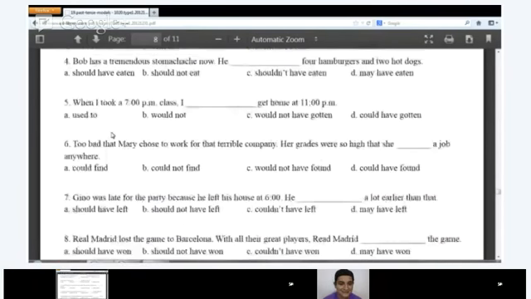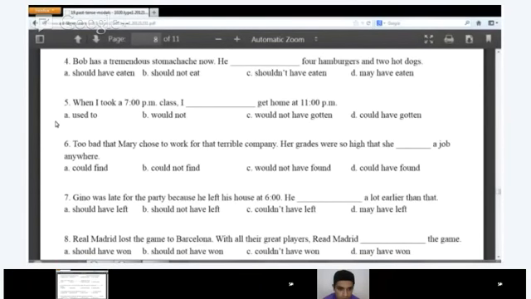Jeez. Okay, numbers 5 and 6, let's see, where are we at? Gabriel. Yes, okay. When I took a 7 p.m. class, I used to get home at 11 p.m. Great, nice job. Okay, too bad that Mary chose to work for that terrible company. Her grades were so high that she could have found a job anywhere. Excellent, yes, she could have found a job anywhere.